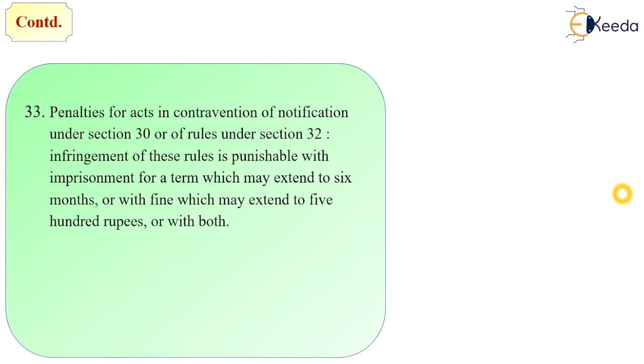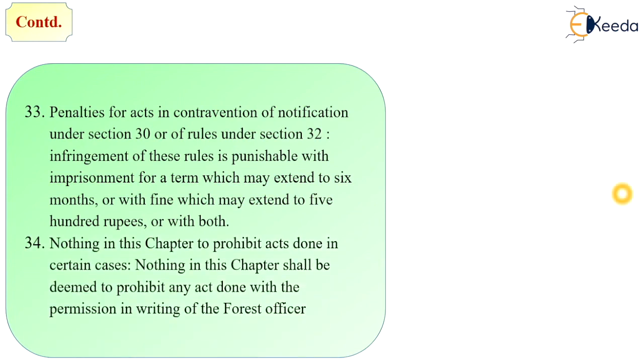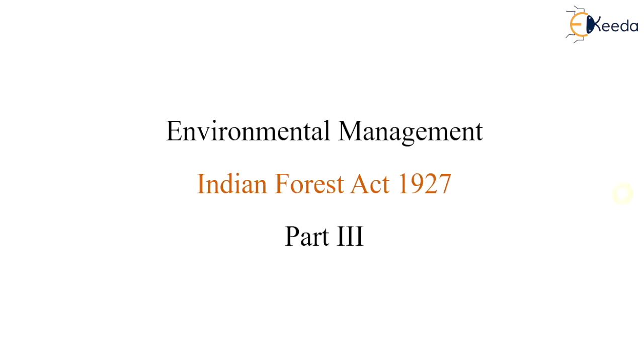Infringement of these rules is punishable with imprisonment for a term which may extend to 6 months, or with fine which may extend to 500 rupees, or with both. Nothing in this chapter to prohibit acts done in certain cases. Nothing in this chapter shall be deemed to prohibit any act done with the permission in writing of the forest officer.